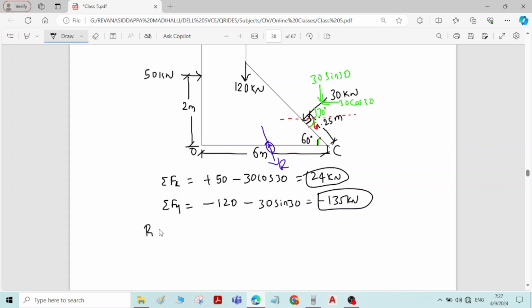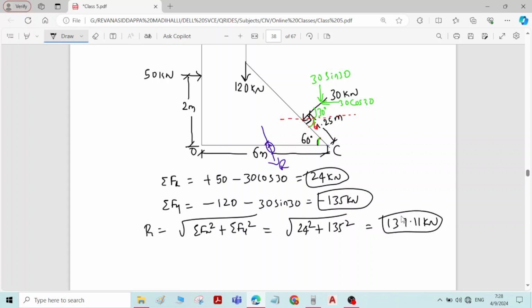Now you can find the resultant force. You know the formula, R is equal to root of sigma fx square plus sigma fy square, which is equal to root of 24 square plus 135 square. I am not taking the negative sign because when you square it, minus into minus becomes plus. The resultant force that you get is 137.11 kilonewton.